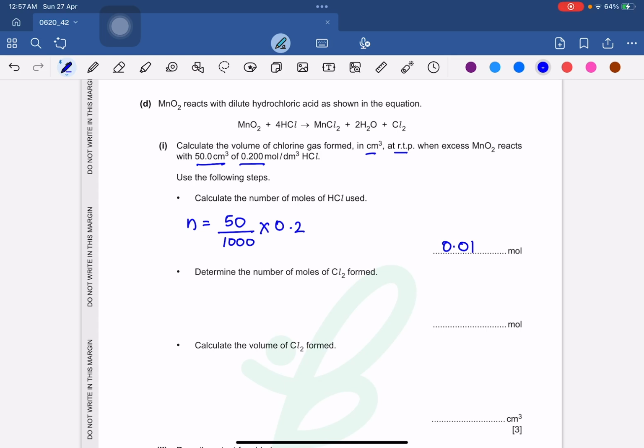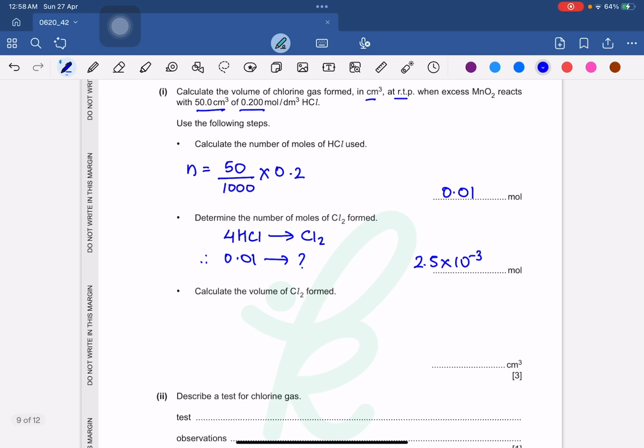Let us move on to the next part. Determine the number of moles of Cl2 formed. So for that we'll take the molar ratio, stating 4 HCl gives out 1 Cl2. Therefore, 0.01 of HCl will give out how much Cl2? So the answer comes out to be 2.5 × 10^-3.